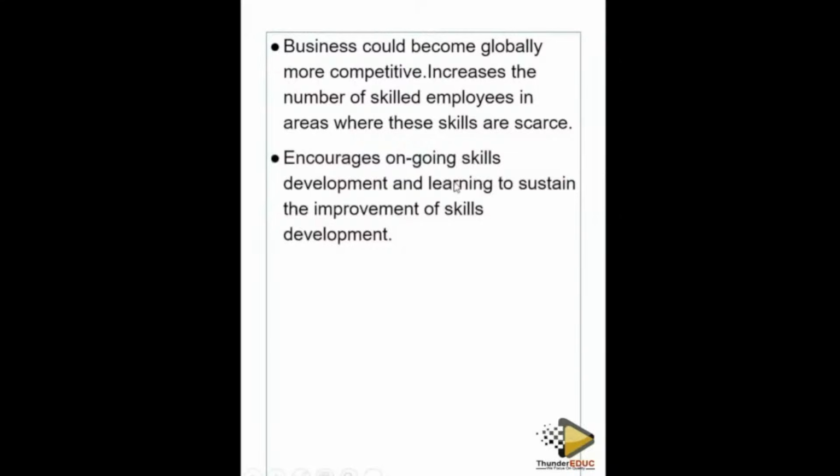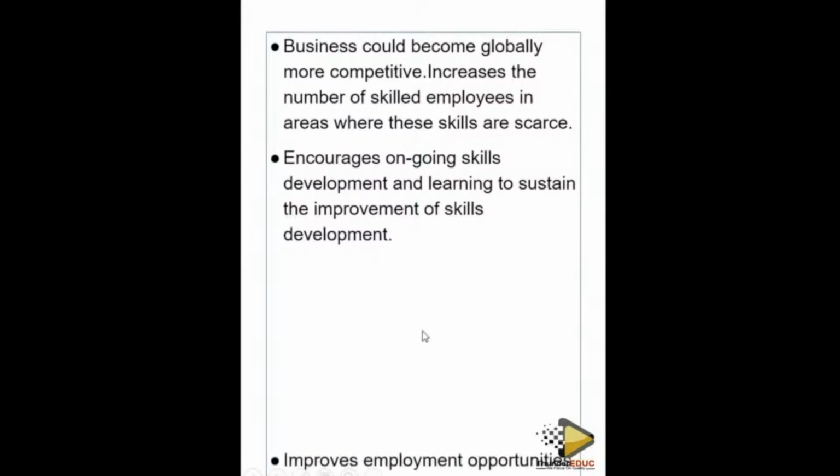So now moving on, it encourages ongoing skill development and learning to sustain the improvement of skills development. These ongoing skills, we refer to as in-service training. And if you still remember, I said in-service training refers to training that is being offered when someone is already employed. So now sustainability, we check the aspects that can last for a longer period of time.